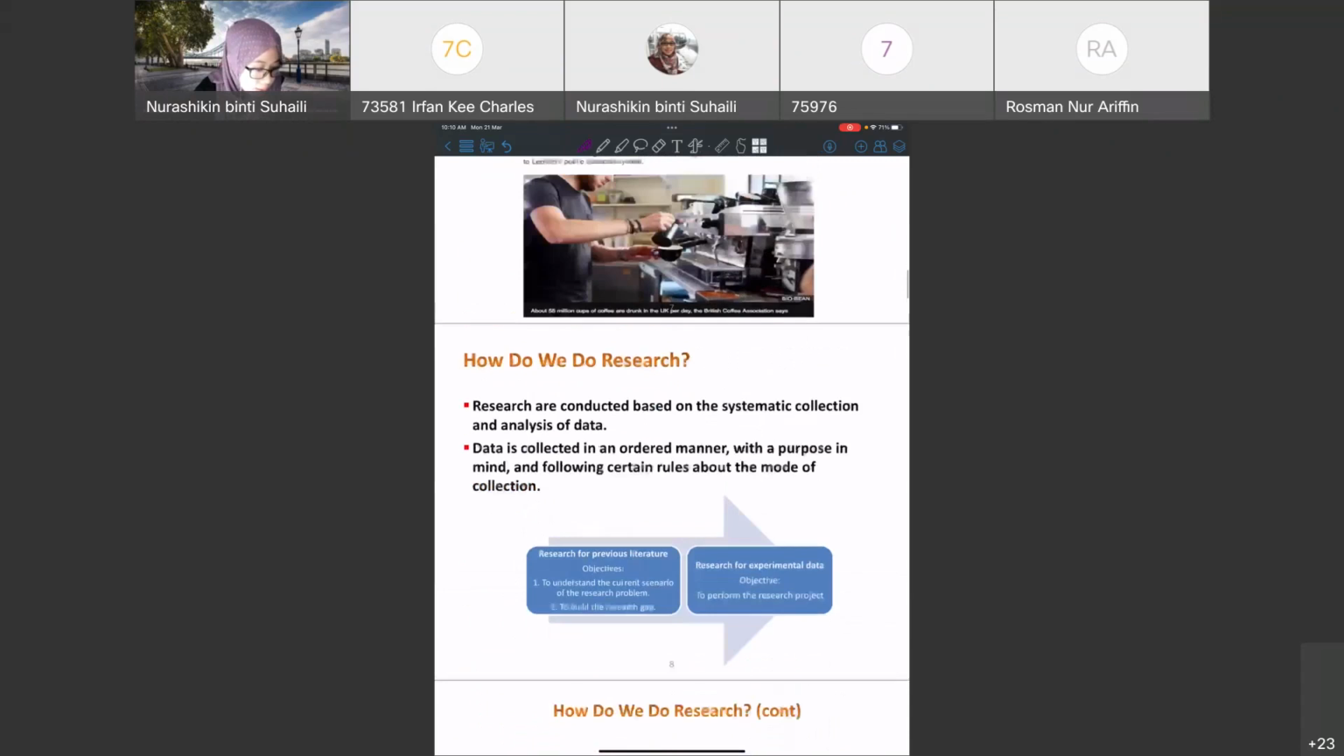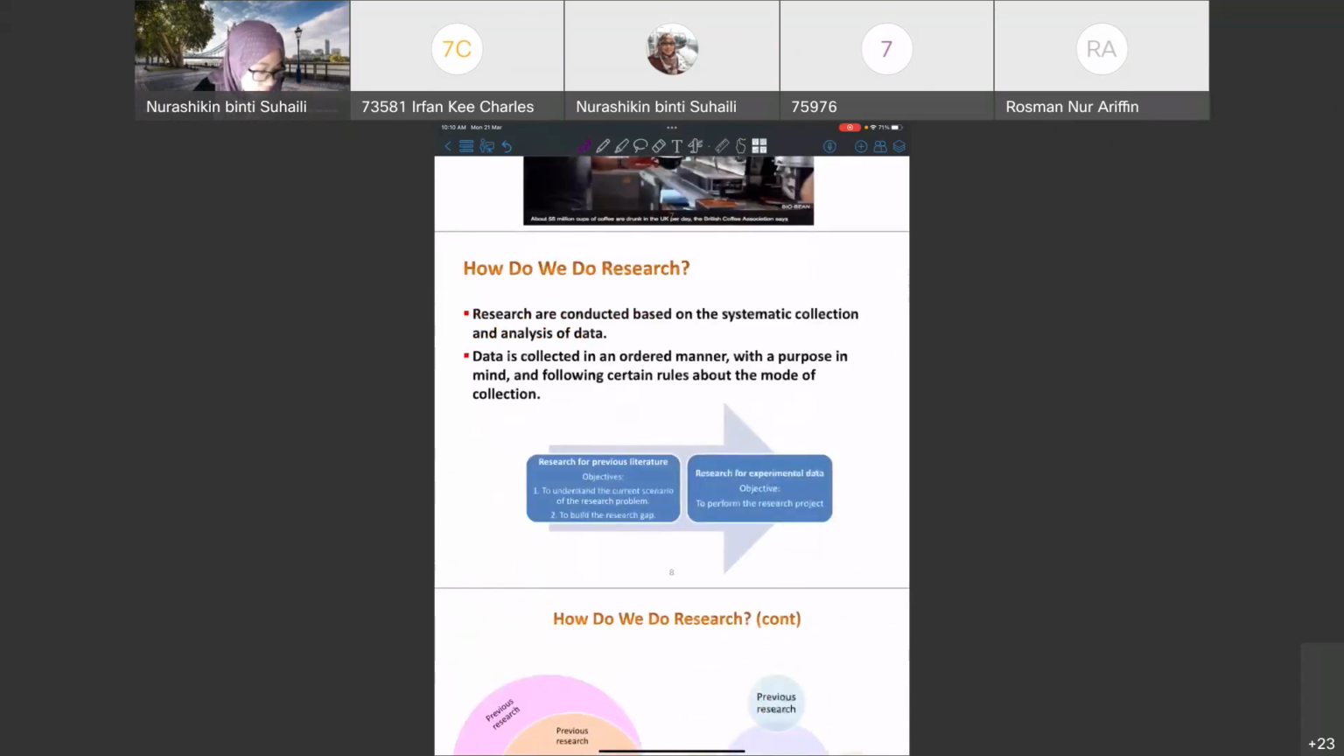Example of biotech research. Research is conducted based on the systematic collection and analysis of data. Data is collected in an ordered manner with a purpose in mind, including certain rules about the mode of collection. So whenever you are in the lab later, you have to plan your work. You have to plan the way you measure things or how you collect the data. So that's why it's systematic collection and analysis of data.